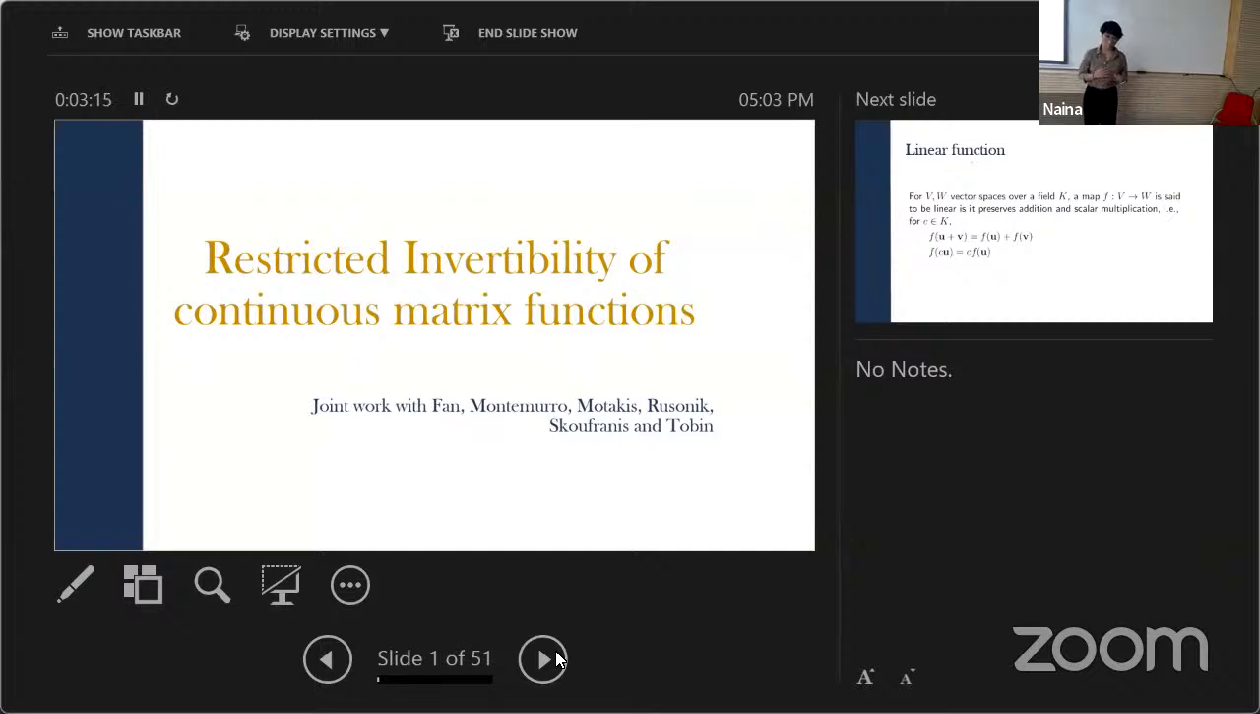Today I'll be talking about the restricted invertibility of continuous matrix functions. Restricted invertibility has to do with some basic properties of matrices. This was done jointly with Pan, Montemurro, Mutatis, Solis, Kuprenis, and Praveen. I think Alyssa is also on the call, so if I make any errors, please do let me know.